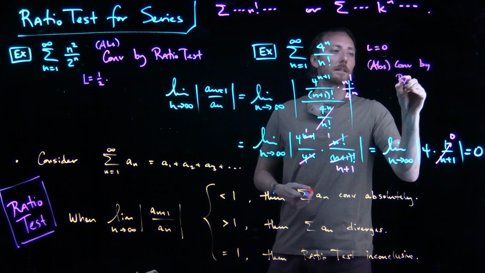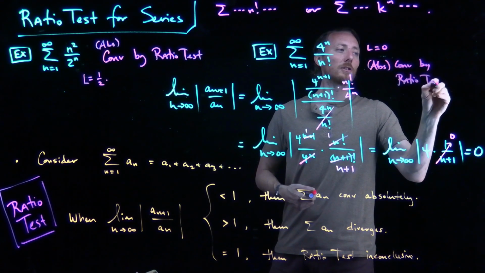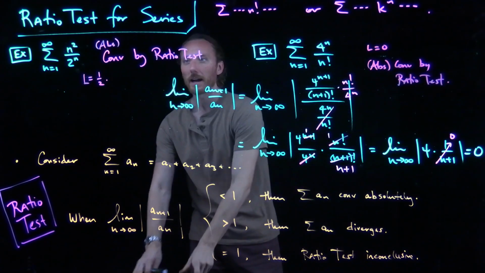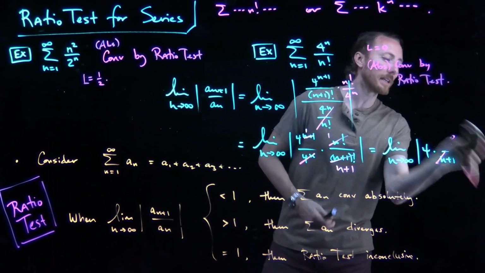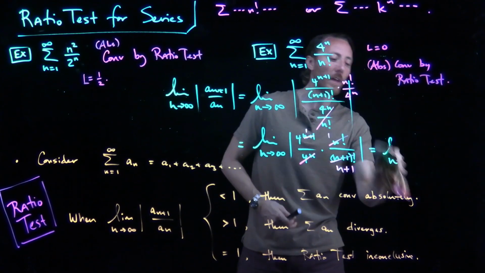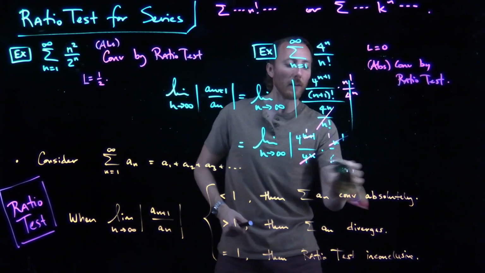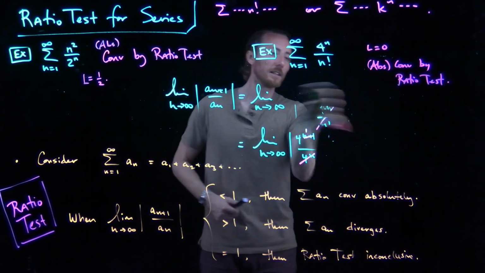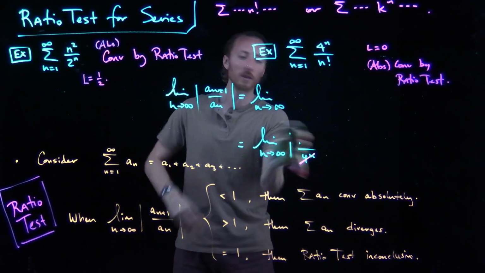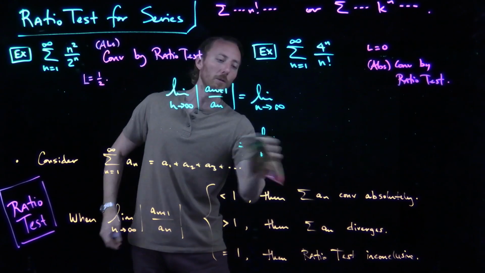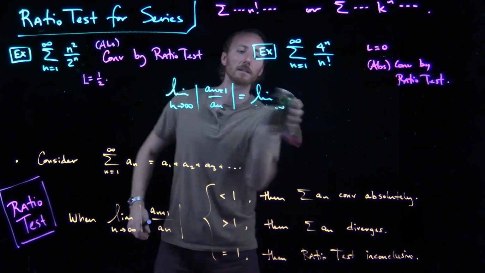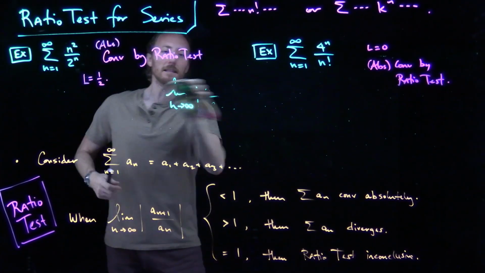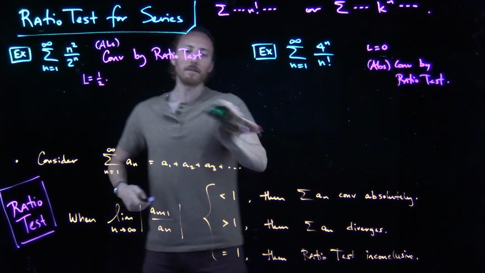I don't want you to think that just because these two examples converged via the ratio test, that we always get convergence via the ratio test. That is certainly not the case. In fact, if we took the two summations that we were looking at in these two examples, and we just switched the numerators and denominators, we would get a limit of 2 in the first case, a limit of infinity in the second case, and that would give us divergence in both cases.